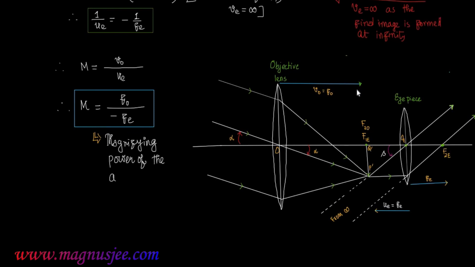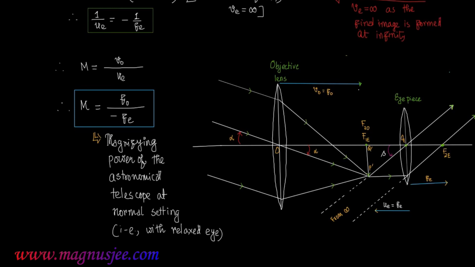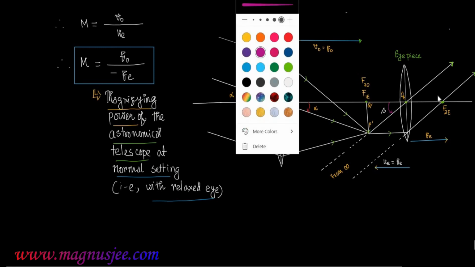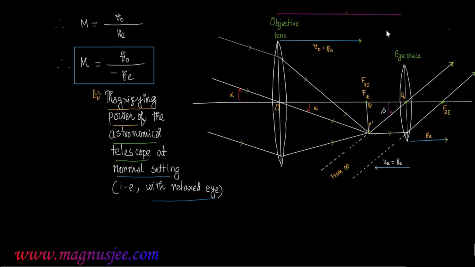Magnifying power of the astronomical telescope at normal setting. Normal setting means the final image P double prime Q double prime is formed at infinity. That means this telescope is used with relaxed eye. Capital M is equal to minus FO by FE.